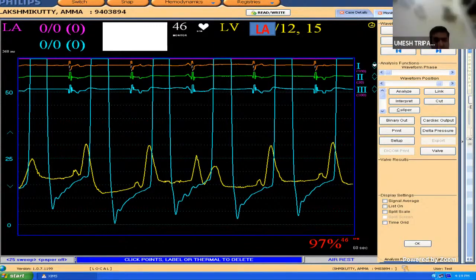Sir, it's a junctional rhythm. So what is the third wave? Which is the normal wave? P, Q, R, S, T relation.